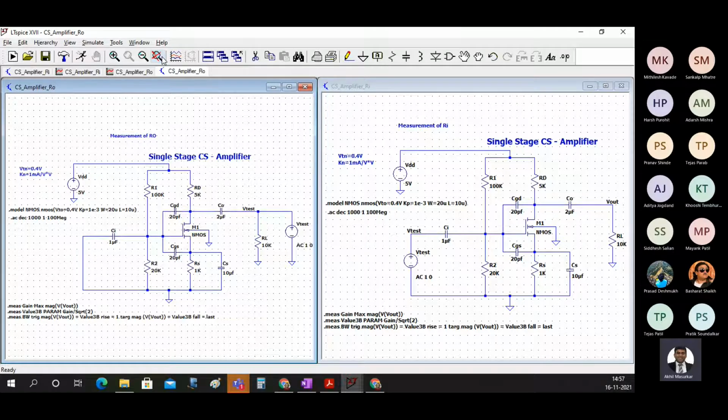The same analysis we can do for a common drain circuit or a common gate circuit also. So next class I will not explain these commands. This time we could do only one circuit because I was explaining the way in which you can use this. But in the next class we will solve the problems on common source, common gate and common drain, and we will simulate these circuits.